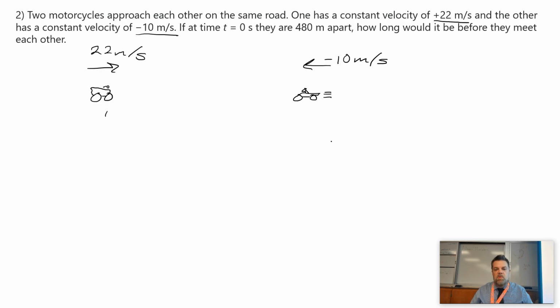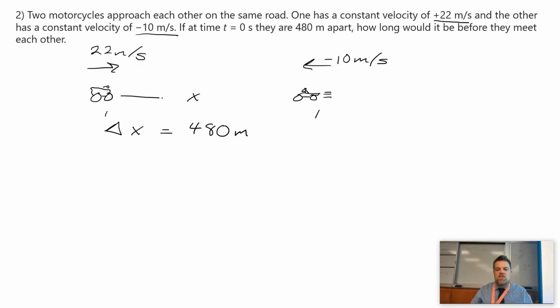And the distance apart is delta X equal to 480 meters apart. So now the total distance between them, I don't know, but they're going to meet in the middle. So they want to know how long it would be before they meet each other.